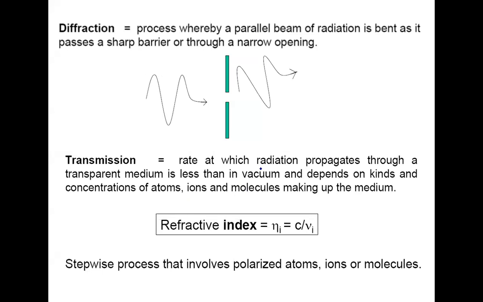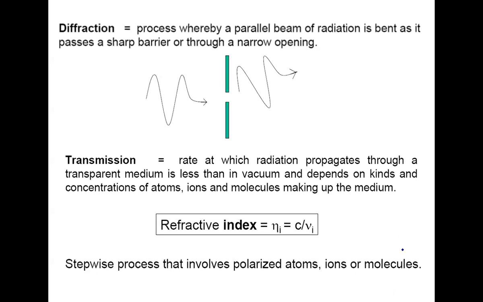3.0 times 10 to the 8. What are the units? Meters per second, all right? So that number is a measurement done in a vacuum. If you change that from a vacuum to air, then it's no longer 3.0. So we are saying here the rate at which radiation propagates through a transparent medium is less than in a vacuum. For example, it's going to be 2.98 or less than 3.0.